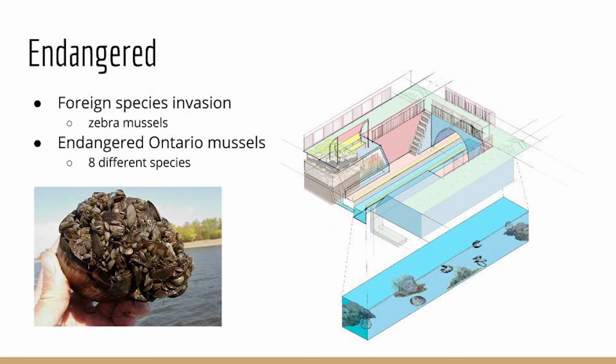The other reason why we wanted to introduce these creatures to our site is because currently more than 8 different species of native Ontario mussels are endangered, partially because of the heavy urban pollution and partially because of foreign invasive species such as the zebra mussels from Europe, as they suffocate and feed on other mussels, which is seen in the picture below.